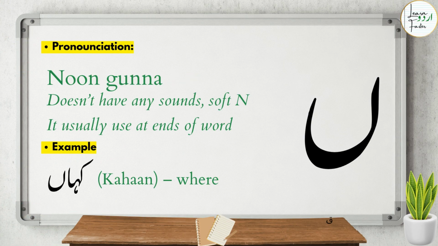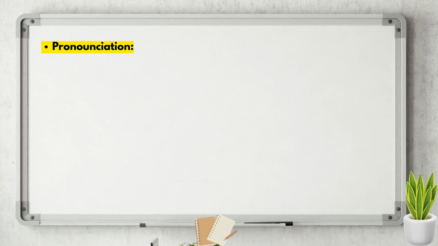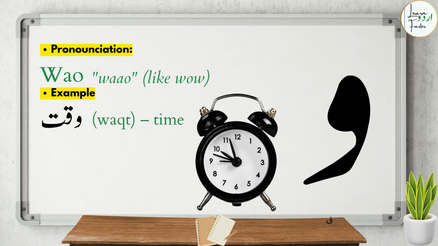The next is noon gunna. Repeat after me. Noon gunna. It does not have any sound itself. You can say it's a soft noon. It is usually used at the end of the word. For example, kahan, where. The next is wow.